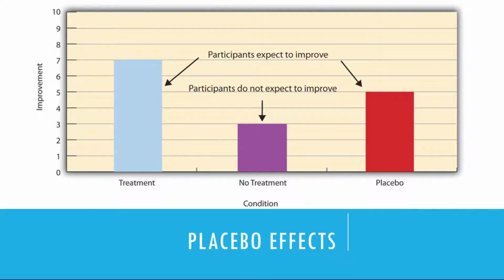A final solution to the problem of placebo effects is to leave out the control condition completely and compare any new treatment with the best available alternative treatment. For example, a new treatment for simple phobia could be compared with standard exposure therapy. Because participants in both conditions receive a treatment, their expectations about improvement should be similar. This approach also makes sense because once there's an effective treatment, the interesting question about a new treatment is not simply, does it work, but does it work better than what's already available?